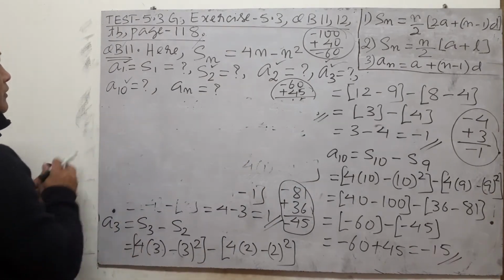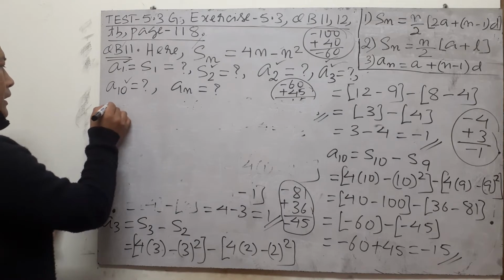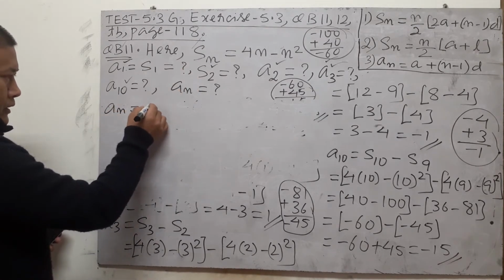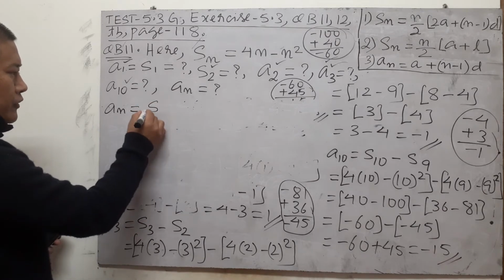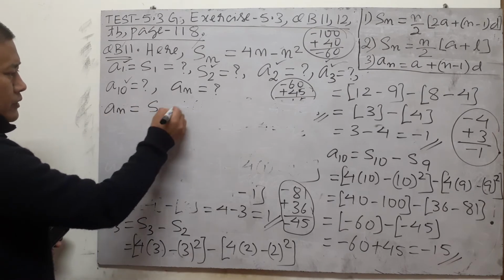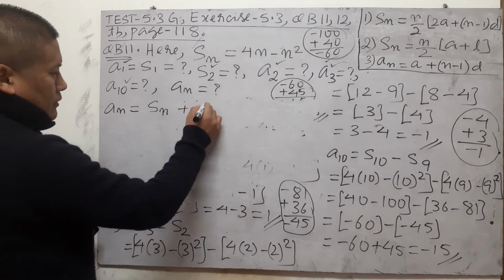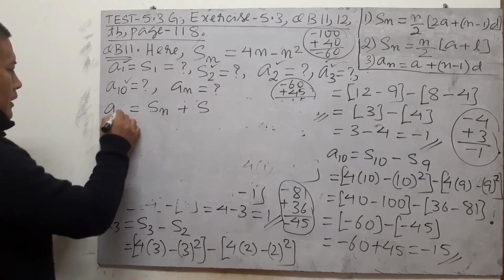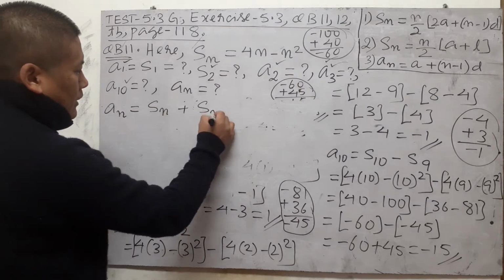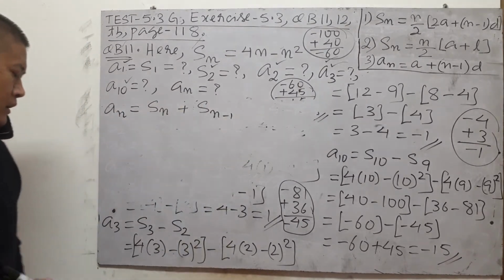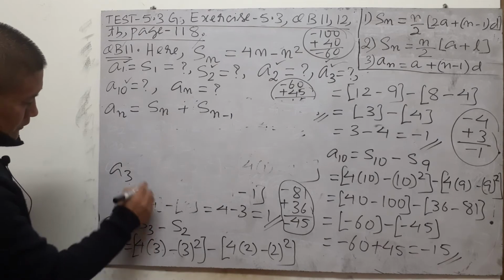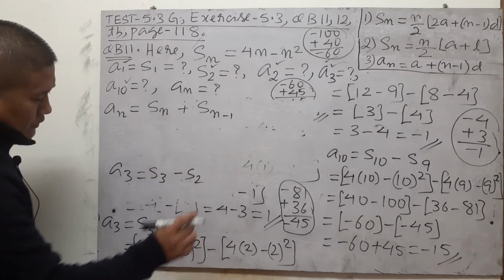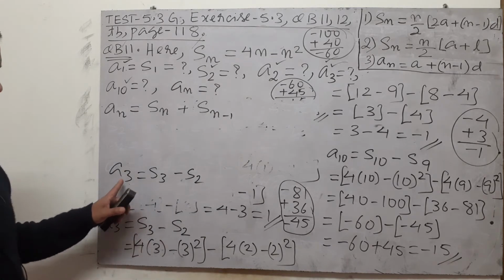So let us write down. And An, the nth term value, following this pattern, will be the sum of all the n terms minus the sum of all the terms just before the nth term. So here, n minus 1. Just like A3, as you've done here, is S3, the sum of all 3 terms, minus the sum of the 2 terms before the third term.